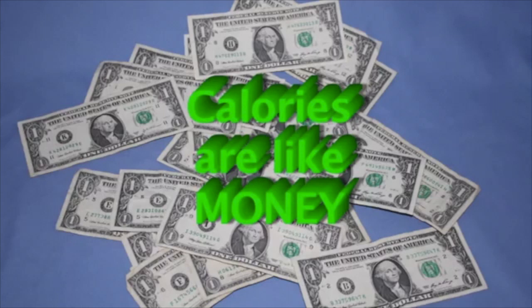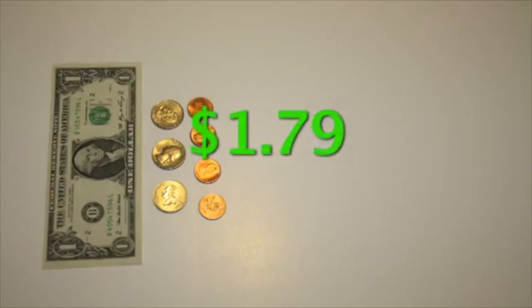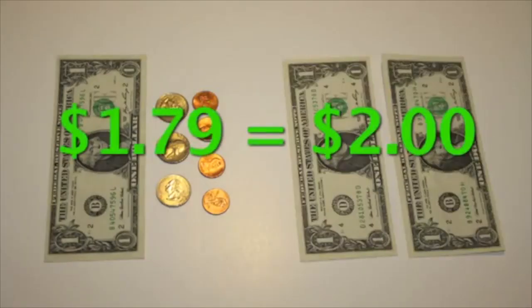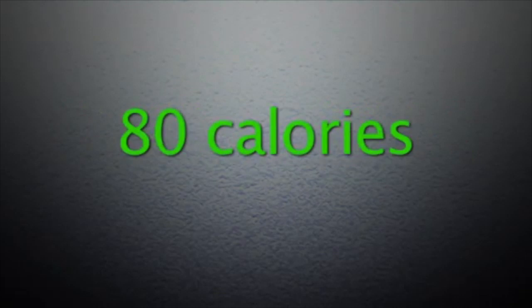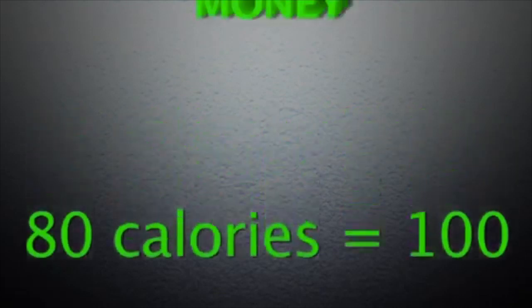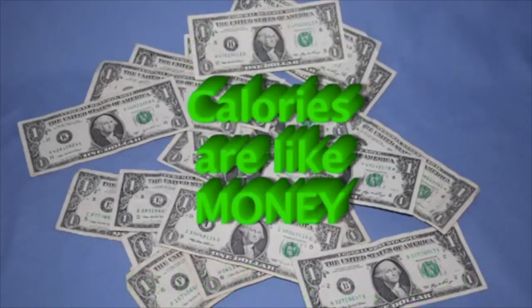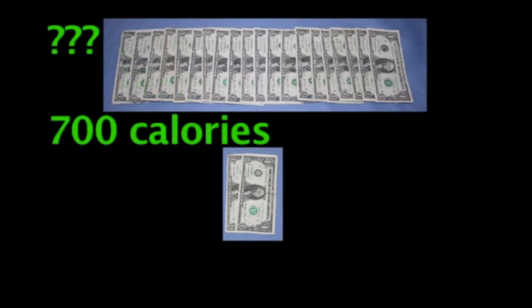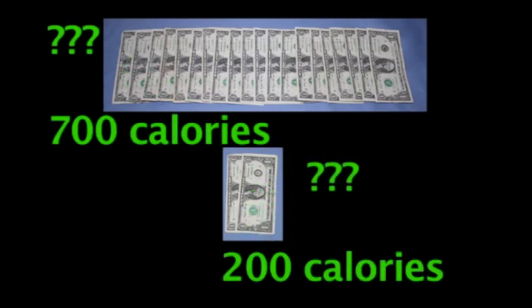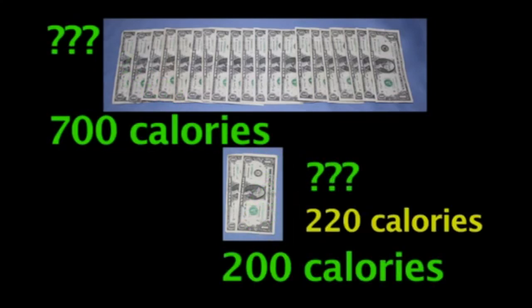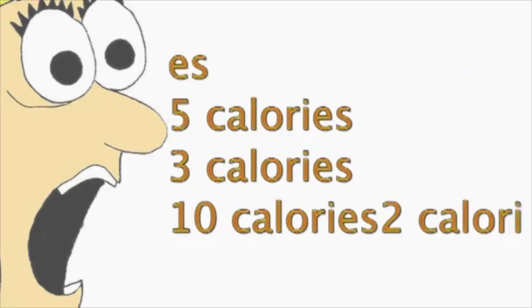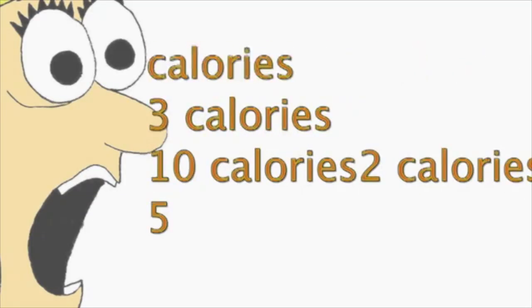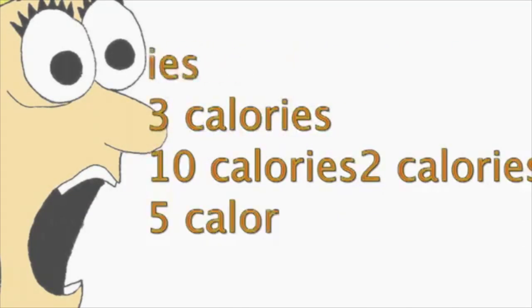It's like when you're shopping. If something's $1.79, you estimate and say $2. If something is 80 calories, you say 100. Like money, you don't count every penny, but you need a concept. You want to know if something is 700 calories or 200 calories. We don't care if it's 220. And we never want to count every calorie. We never want to be that neurotic.